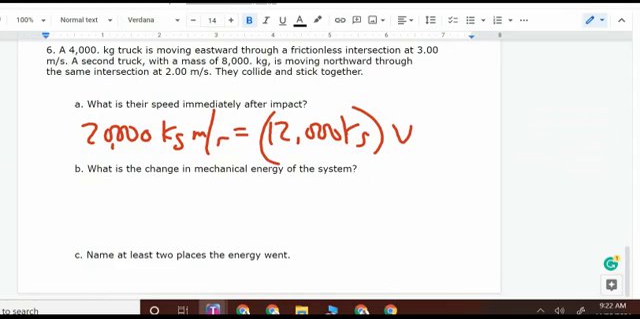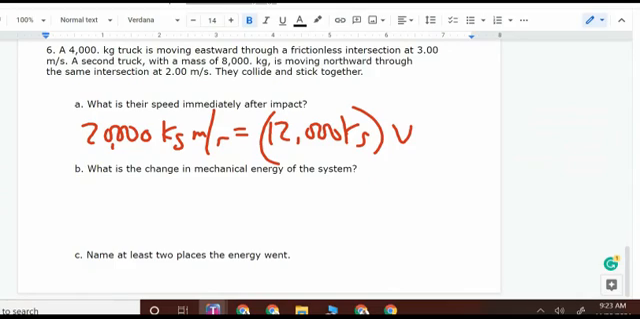It's an inelastic collision, 8,000 plus 4,000, the two trucks combined. So then you divide both sides by 12,000, and you get 1.7 meters per second with two significant digits.